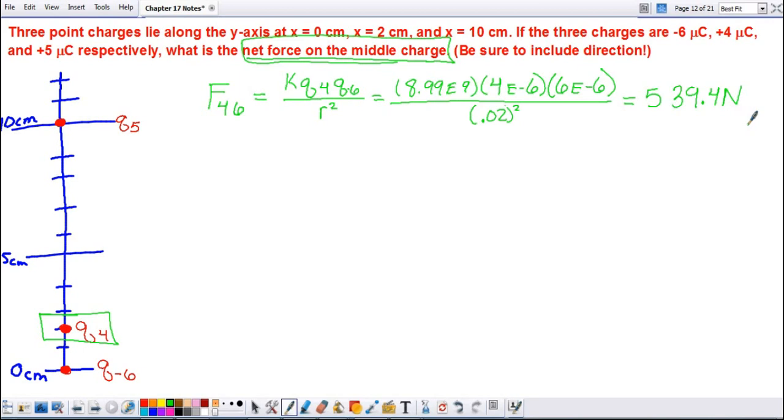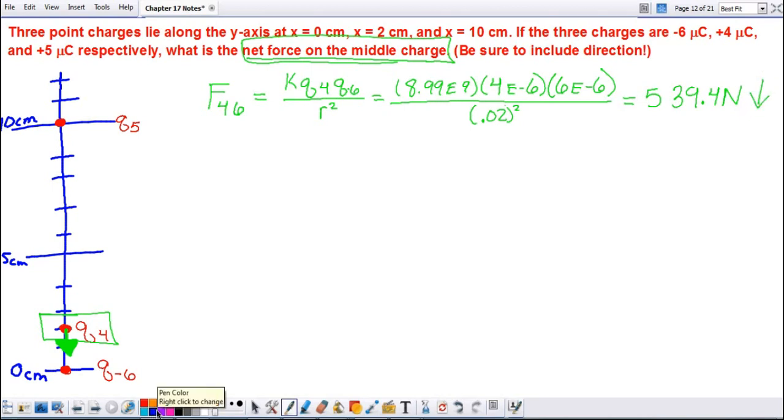because a force is a vector. I am looking at charge 4. It's 539.4 newtons. The direction is where we look at. This is a positive charge, and Q6 is a negative charge. So they are attracted to each other. That means that Q4 is going to feel a force downward, and Q6 would feel a force upward, but we're worried about Q4. So Q4 is feeling a force downward. So over here, my direction is downward.